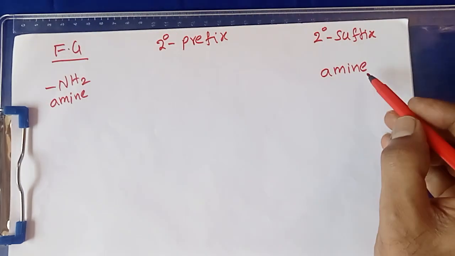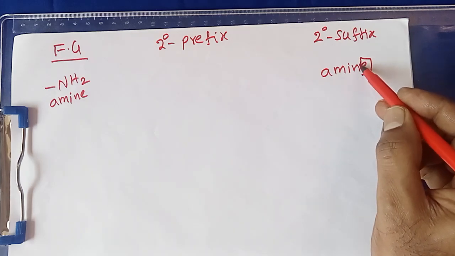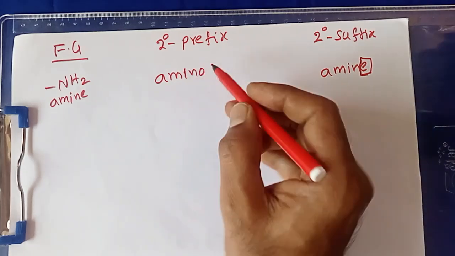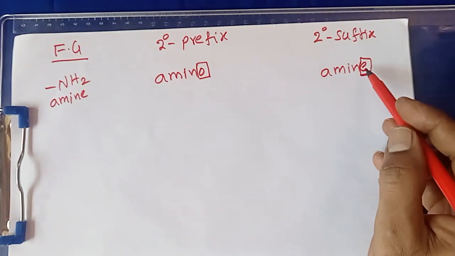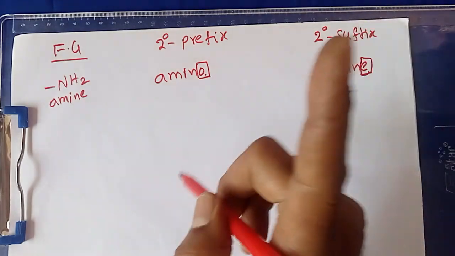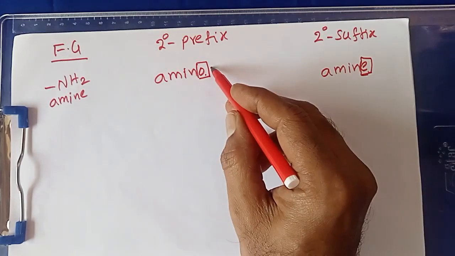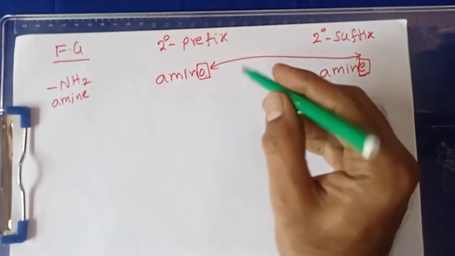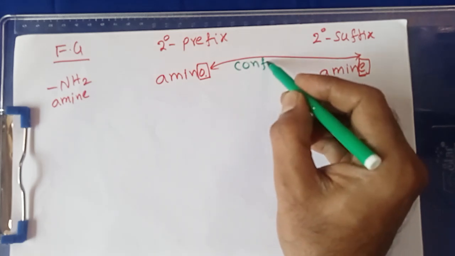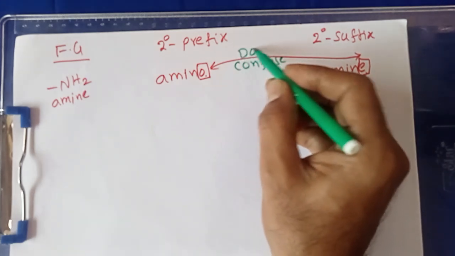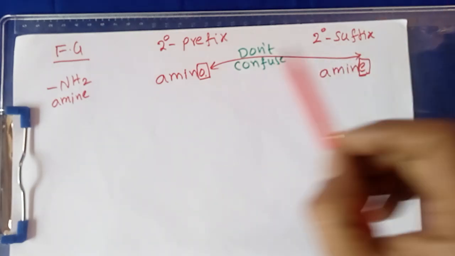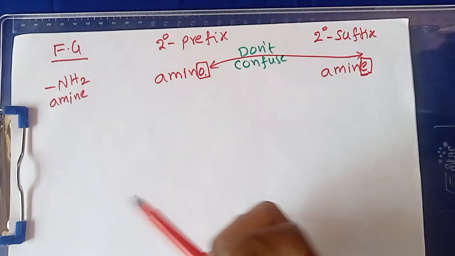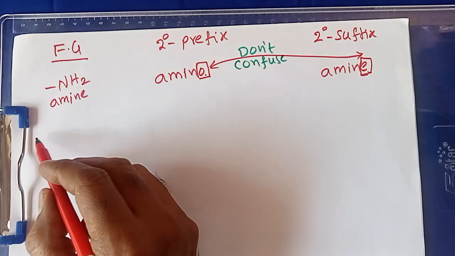Then the secondary prefix is just the E letter substituted by O. Amino. Amino. See that how many letters are different? Here E, here O. Only one alphabet different. Very important. Many students are confused here. Only one small letter, so confusing. Don't confuse here. Amino means prefix. Amine means suffix.